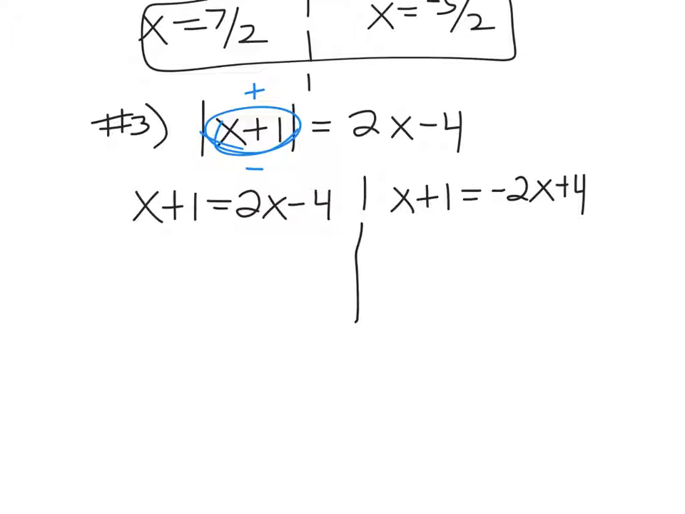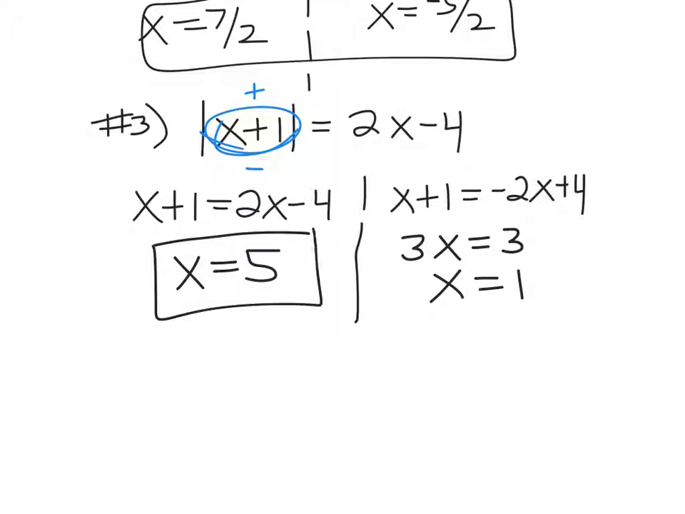So what I would do is I would probably subtract x and add 4. So I get x equals 5. And over here, I would probably add 2x. So I'd get 3x equals 3. So x would be 1.